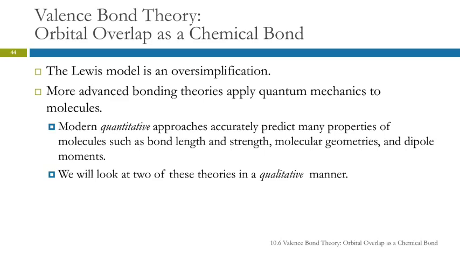So the more advanced theories use quantum mechanics to explain what chemical bonds are. So we're going to look at 2 of those theories. The first one is valence bond theory. The second one is molecular orbital theory. Both of these are quantitative approaches. They involve predicting shapes and bond lengths and things based on mathematical calculations. We're not going to look at the quantitative aspect of these theories. We're just going to look at the qualitative aspect. It's a lot simpler.